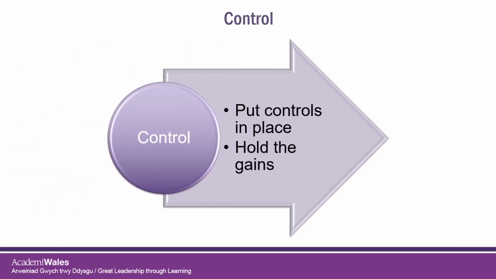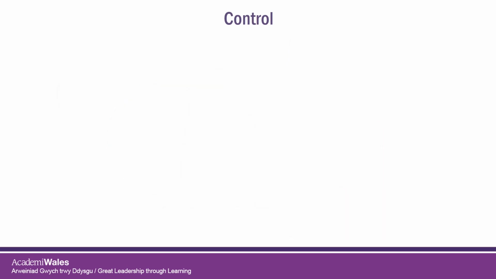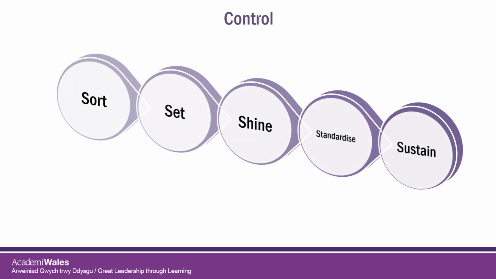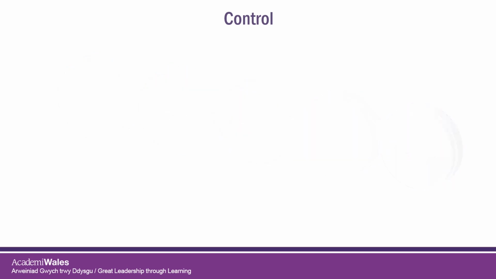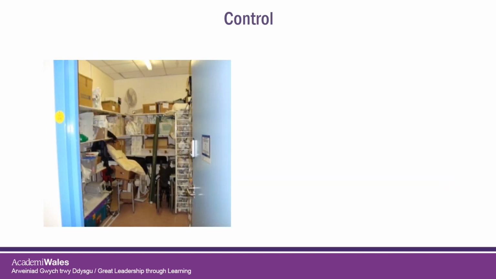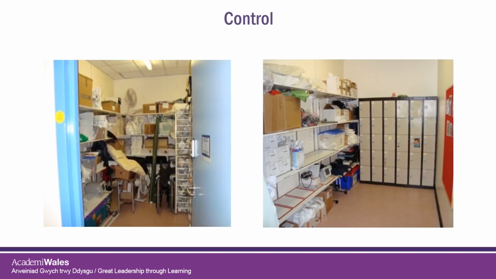The final stage in DMAIC is control. 5S. What does 5S mean? It means sort, set, shine, standardize, and sustain. Here you'll see a picture of before and after a storeroom cupboard in a hospital. Everything has its place.